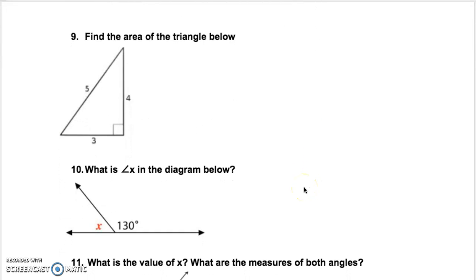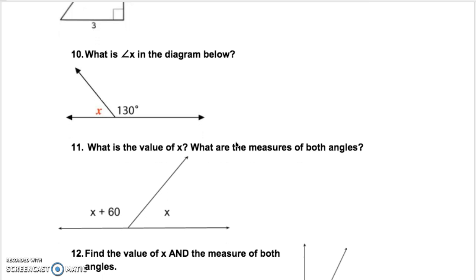Number 9, find the area of the triangle below. So you're trying to find the area of this 3, 4, 5 triangle. Remember, this is a right angle here. So what 2 sides do you have to use for the base times height in the triangle formula?